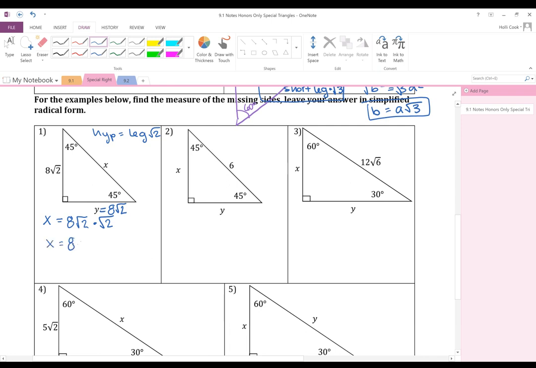Now, the square root of 2 times the square root of 2 is 2, and 8 times 2 is 16. So our x equals 16. Okay, let's look at another example.